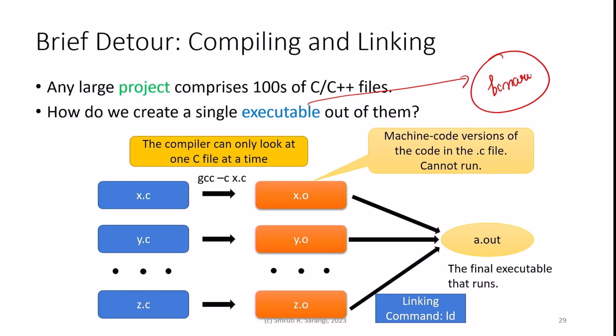Both are interchangeably used. So we'll also use both. So finally, to create the executable, which is a.out on Linux, right? It's named that way for historical reasons. So what is it that you are actually doing?